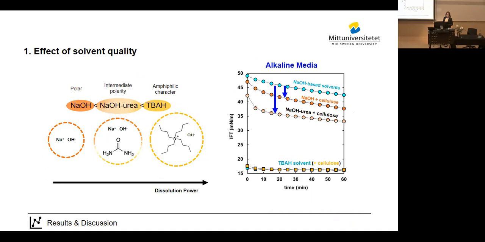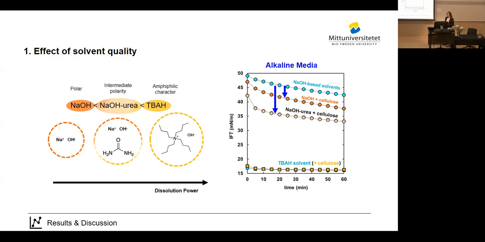In alkaline media, we have now used three different solvents in order to study the effect of solvent quality on cellulose migration to the interface. This was done because in literature, it is known that in alkaline media, cellulose dissolution is improved by the addition of additives or organic bases which possess organic cations and have an amphiphilic character. So we have here used sodium hydroxide as a polar solvent, and then sodium hydroxide urea with an intermediate polarity, and also TBAH, tetrabutyl ammonium hydroxide, which has an amphiphilic character.